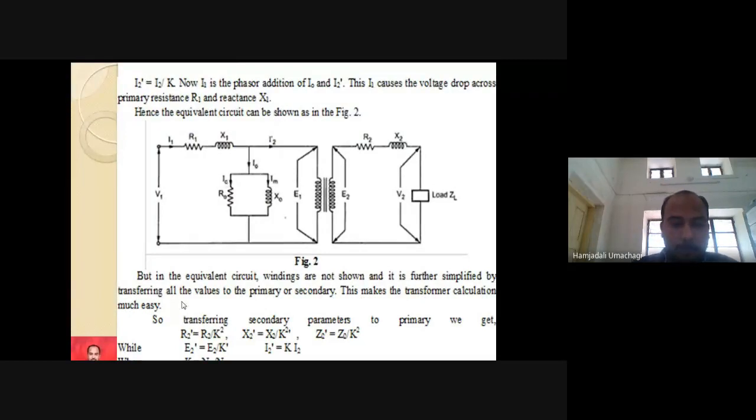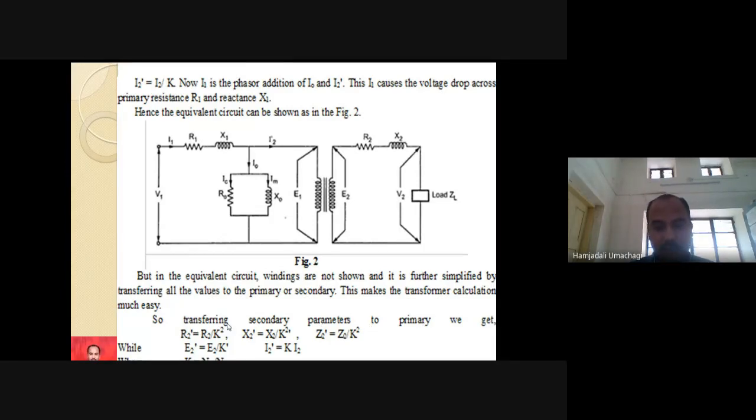So now here you can see that in the equivalent circuit, windings are not shown, and it is further simplified by transferring all the values to the primary or secondary. So after drawing this diagram, I can transfer all these values from this to this or from this to this. This makes the transformer calculation much easier. Why are we trying to move? Just to make our calculations easier. So, transferring secondary parameters to primary, we get.